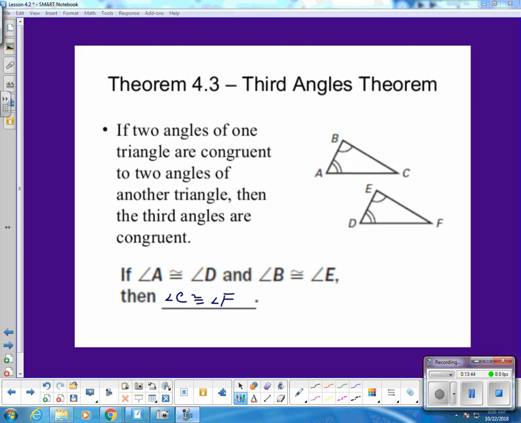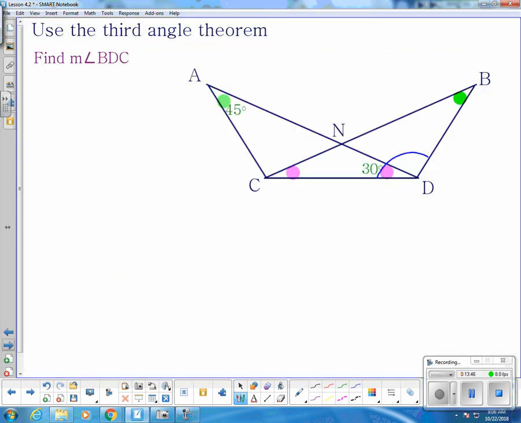All right, let's look here. Use the third angle theorem. Solve this. Okay. So we have this triangle. Let's get rid of our markings here for a second. If this is 45 and this is 30, what is this angle right here?